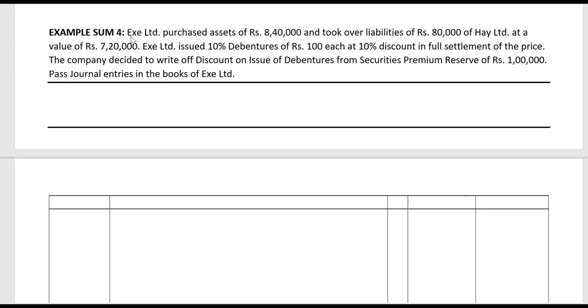Example sum 4. EXE Limited purchased assets of rupees 8,40,000 and took over liabilities of rupees 80,000 of Hay Limited at a value of rupees 7,20,000. EXE Limited issued 10% debentures of rupees 100 each at 10% discount in full settlement of the price. The company decided to write off discount on issue of debentures from securities premium reserve of rupees 1 lakh. We are asked to pass the journal entries in the books of EXE Limited.